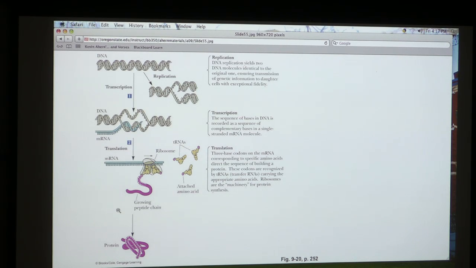Now, transcription means starting with the DNA and making a copy of it into RNA. Transcription is not the same as replication. It uses different enzymes, and it has a different product, the product being RNA and not DNA. Okay?